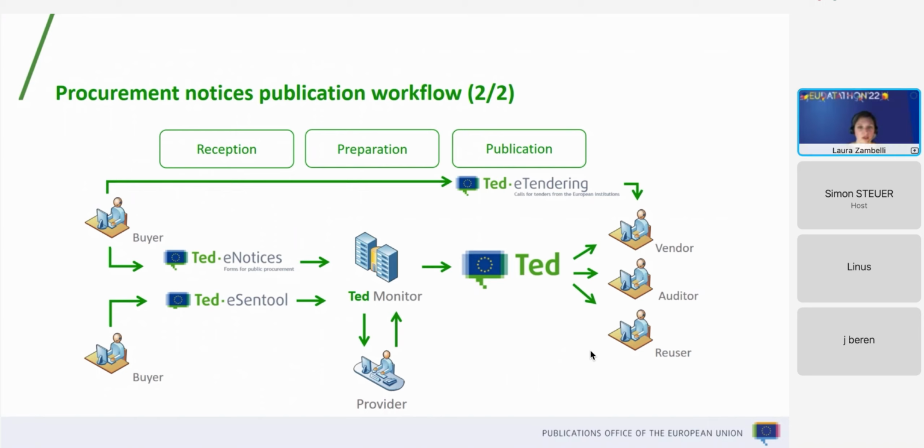As you can see, we have a representation of what I just explained. On the left side, we have notices that come in through either e-notices or eSender tool, TED monitor and the provider that process the notices, and then the publication on TED. As you can see from the right-hand side, vendors, auditors, and reusers can all access TED. And as you would notice in the upper part, we have also TED e-tendering, which is the platform where procurement documents of European institutions are published.